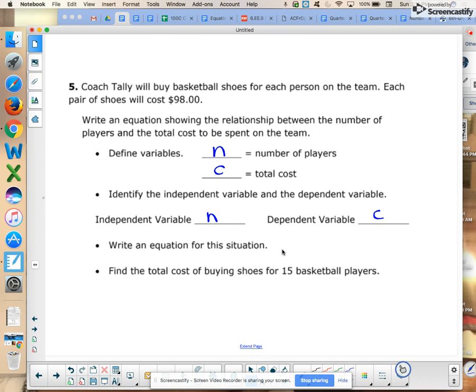So our equation now will be C equals 98 times N. And now the question asks us to find the total cost of buying shoes for 15 basketball players. So we substitute 15 in for N and do 98 times 15. $1,470.